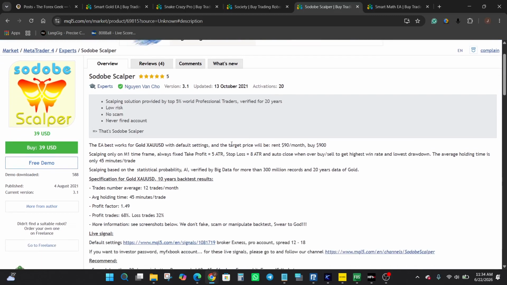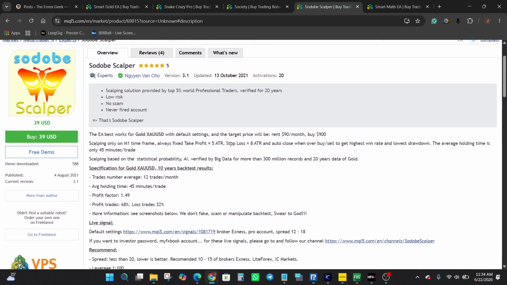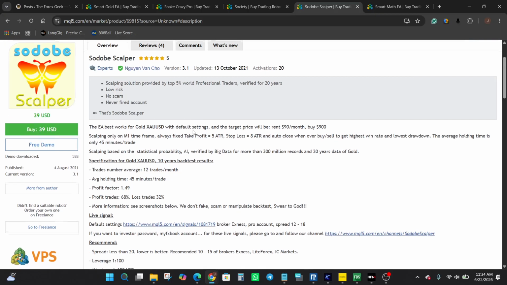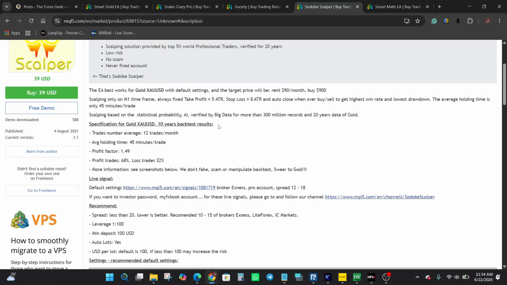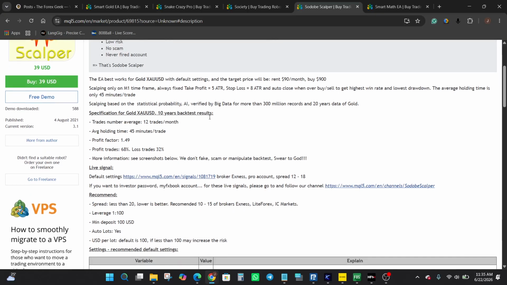Now, looking through the description, the developer presents Sodobe Scalper as a low-risk scalping solution, and it states that it has been verified using long-term historical data. The marketplace page also makes it clear that the EA is primarily designed for gold, XAU USD, and at the moment, that is the only symbol specifically recommended by the developer. Moving further down the page, we get more details about how the system is structured.